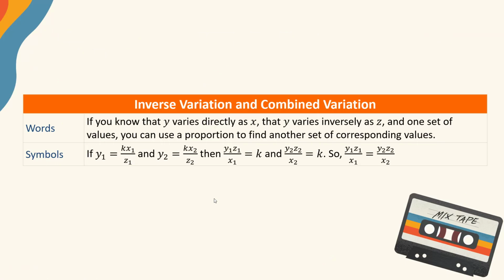Inverse variation and combined variation. If you know that y varies directly as x and that y varies inversely as z, one set of values, you can use a proportion to find another set of corresponding values. So this proportion right here, y1 times z1 over x1 equals y2 times z2 over x2.